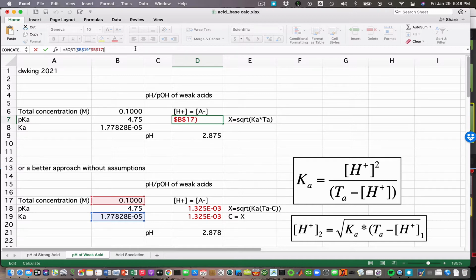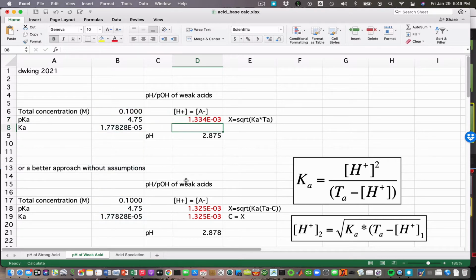times B, and it looks like I have an error here. So let's fix it. Drag that up here. That's a cool Excel trick. Drag that up there, and we're done. That value is 1.3 times 10 to the minus 3, and that is equal to the H plus concentration.